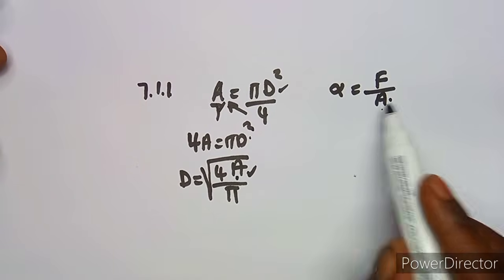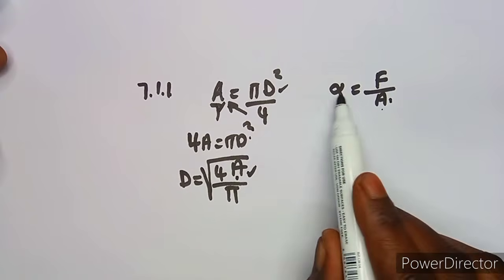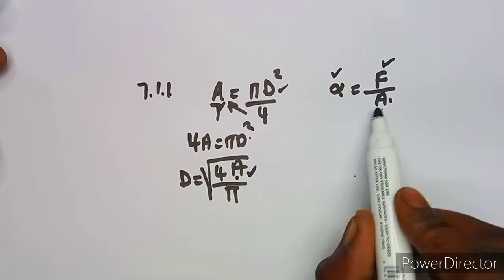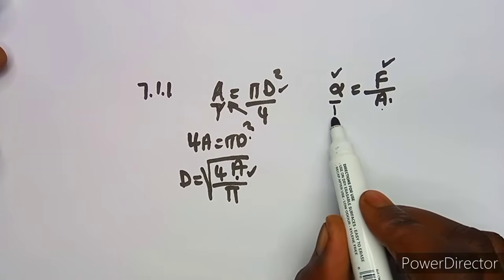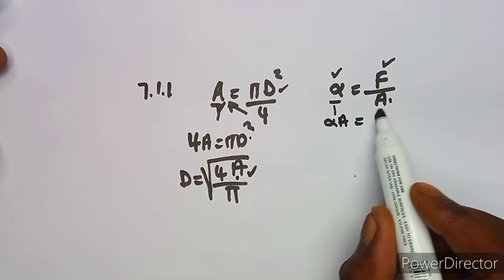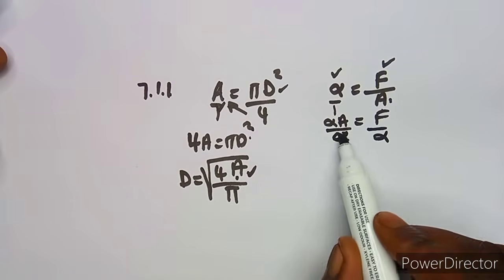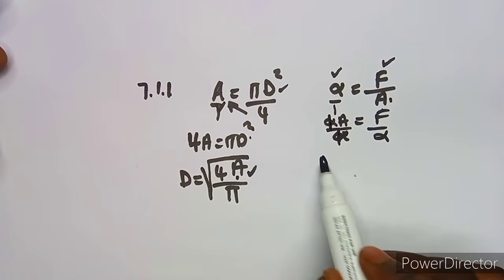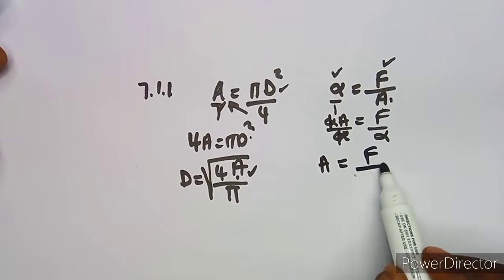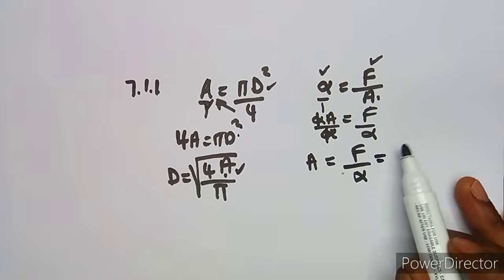So we're going to make area the subject because we got this and we also got this. So just cross multiply, which is going to be like this, equal to F divided by the stress, because we want area. So therefore our area is force over stress. Okay, so let's substitute, guys.